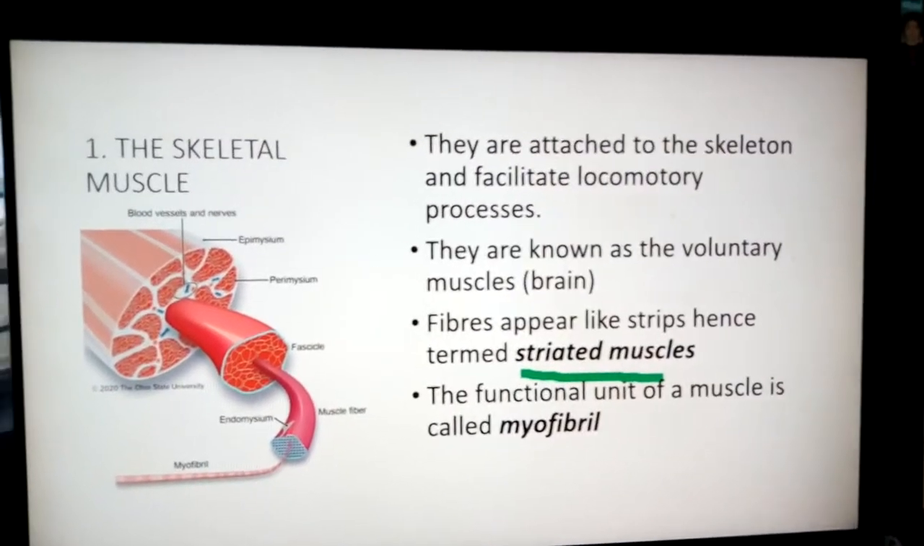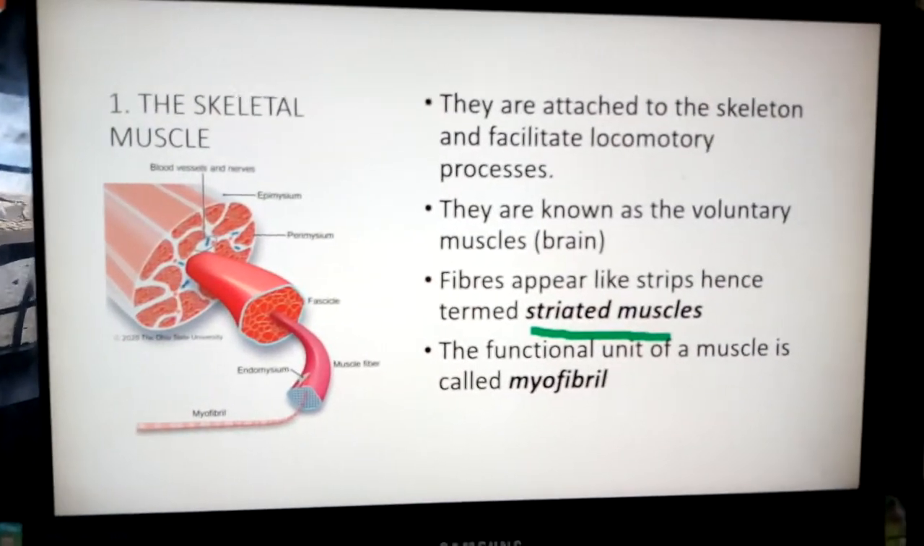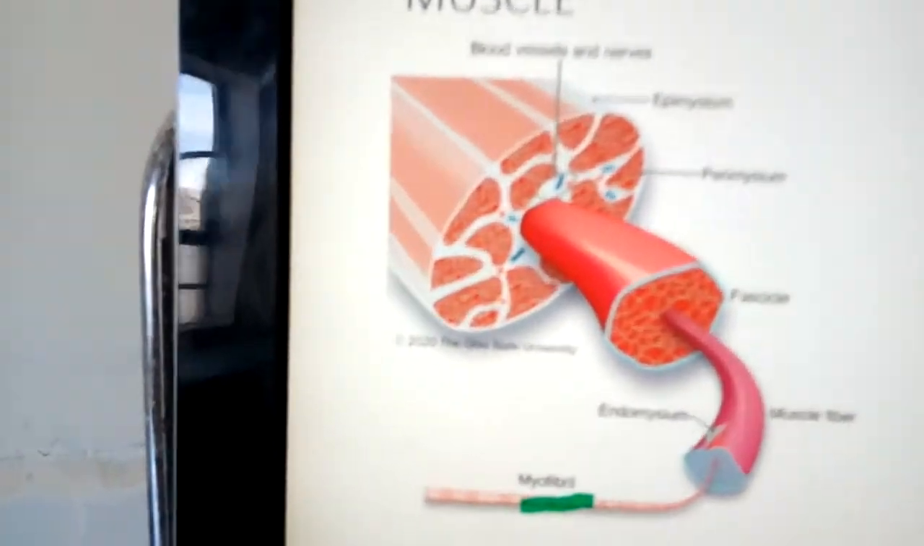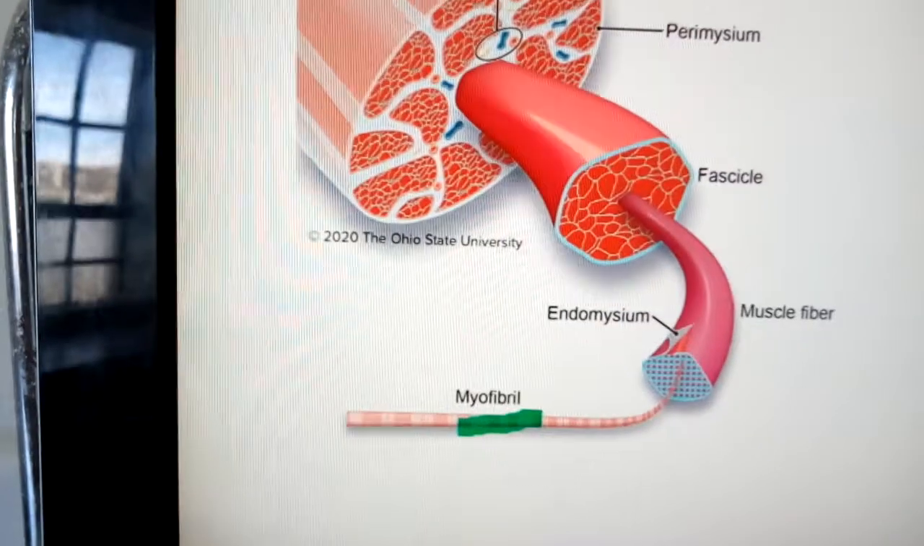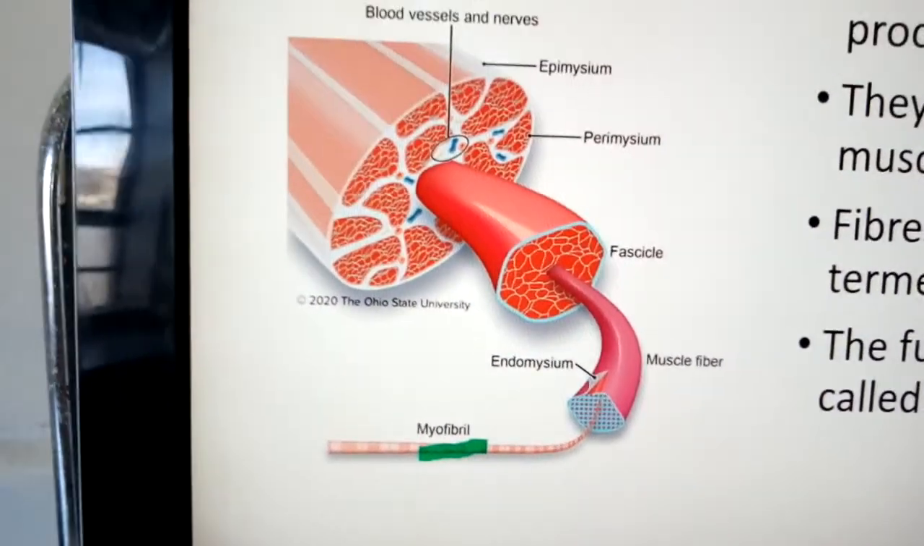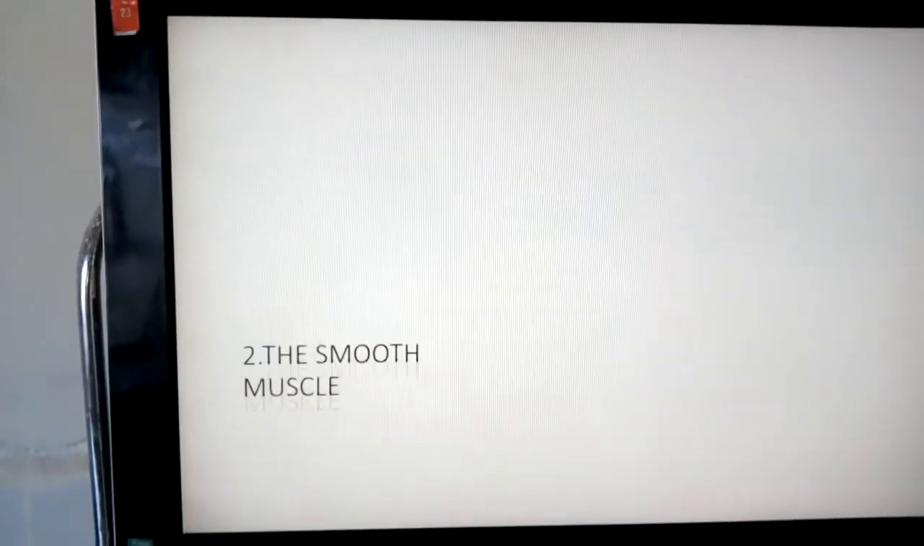The muscle fiber also comprises the smallest part. This part here, we call it the myofibril, which is the functional unit of the skeletal muscle, and it comprises some cells in them as well.